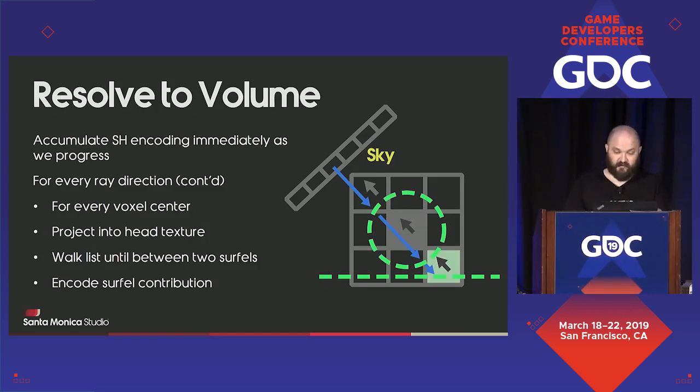And finally, the last step in the ray processing part of this is to update the GI volume with the in-progress results. And we essentially do the same step. We take the voxel center of the GI volume texel and project it into that same head pointer list and just walk the list until we're between two circles, and then we encode what we see in that direction.